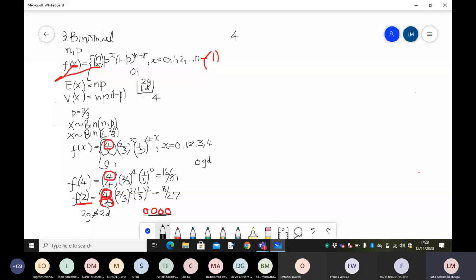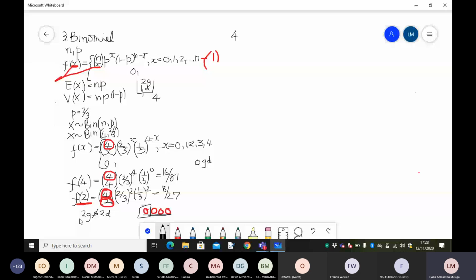If I want the probability of picking one good one and 3 bad ones, then I will look for f of 1. If I put 1 where there is 2, it means that out of the 4, only 1 is good. So the probability of having 1 good one and 3 bad ones is f of 1. And the probability of having 2 good ones and 2 bad ones is f of 2.